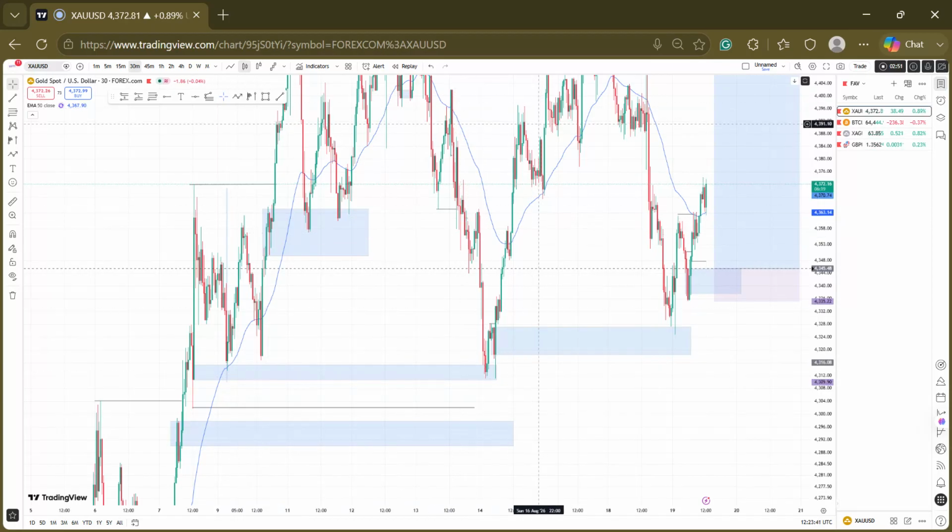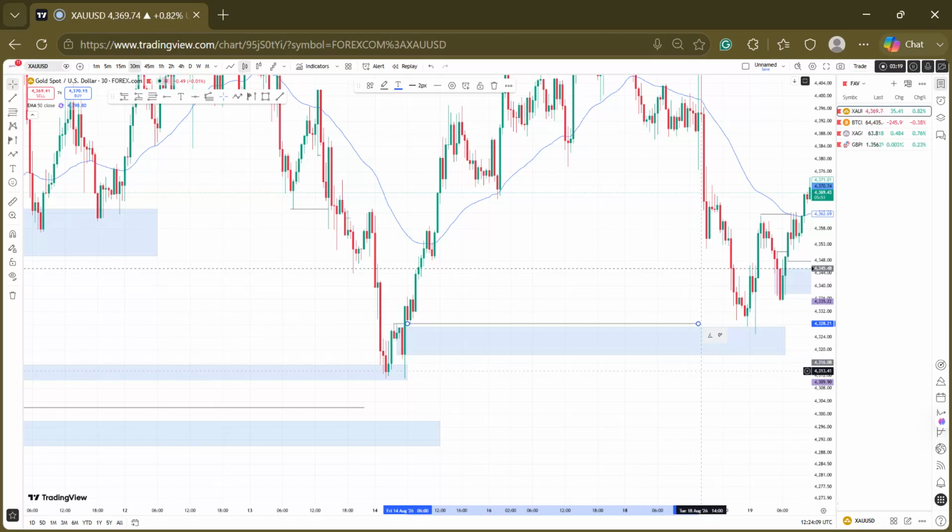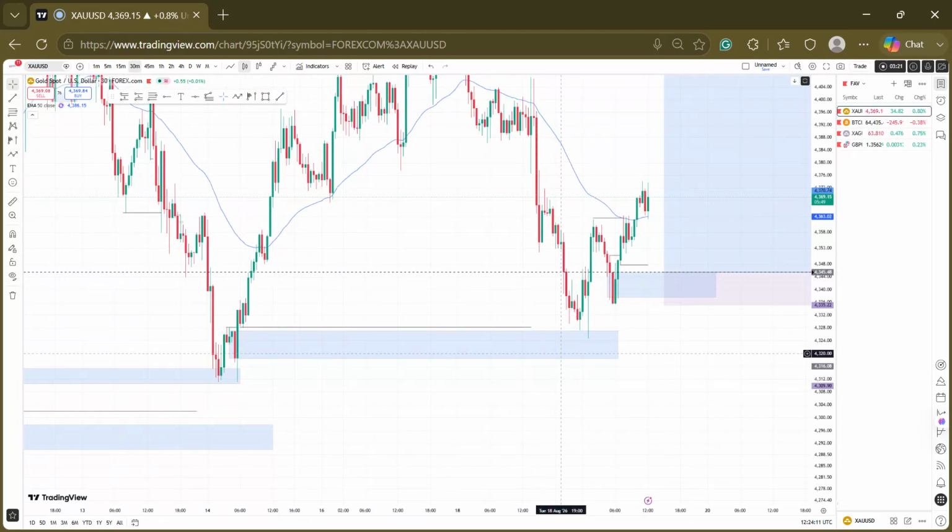before later breaking several structures and going up. So I marked out this order block at the 30-minute time frame. There was a break of structure around the zone with a liquidity sweep around this particular zone. Let me draw the liquidity sweep, which price respected.